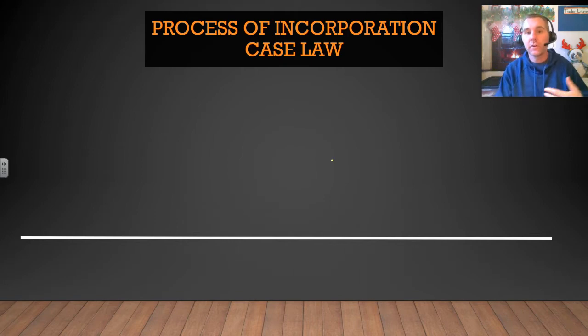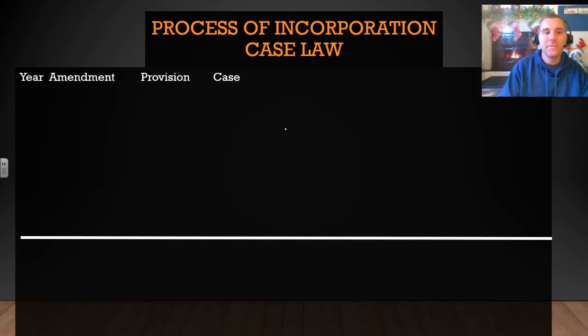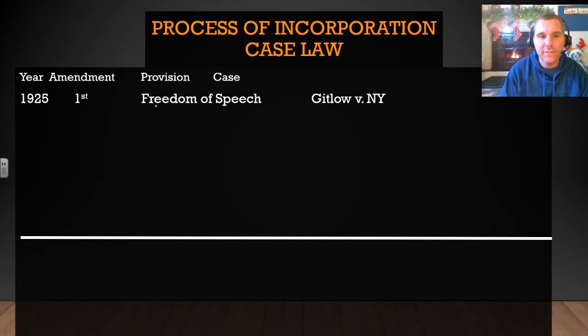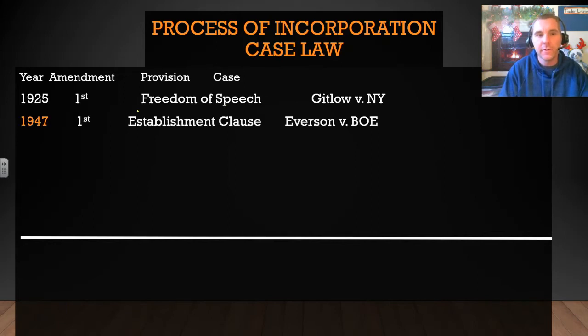But here's the process of incorporation, real quickly. So the process we could see is obviously the first big one is Gitlow versus New York. That's the first one that applied the Bill of Rights to the states, and it's a key one.